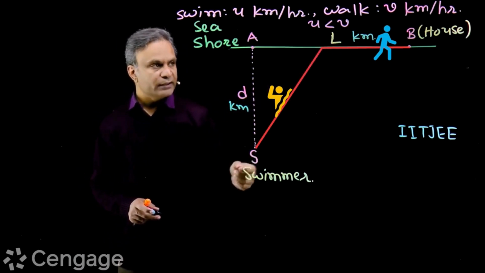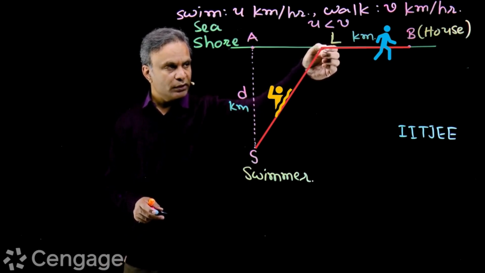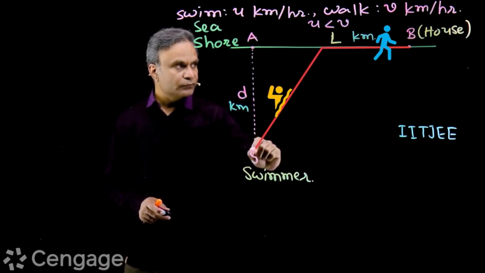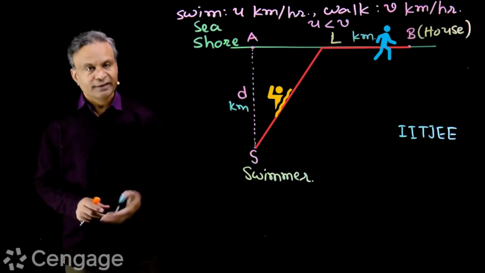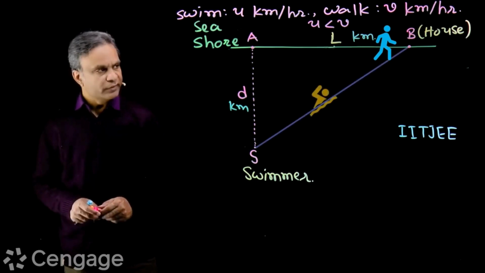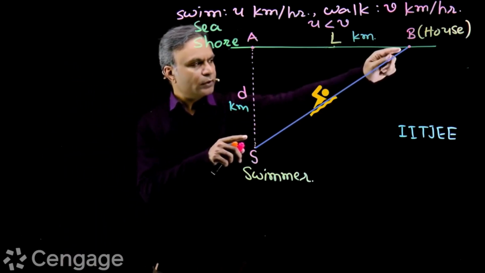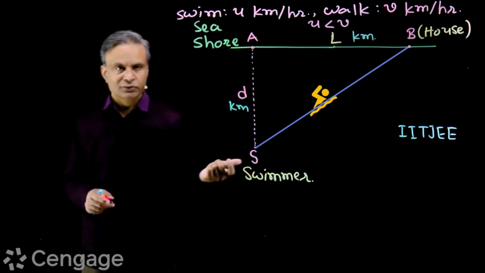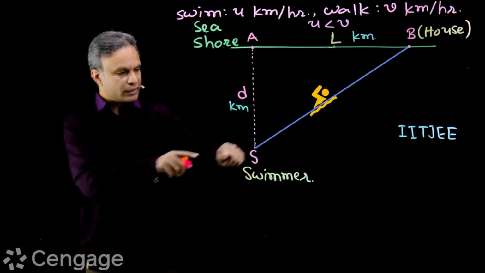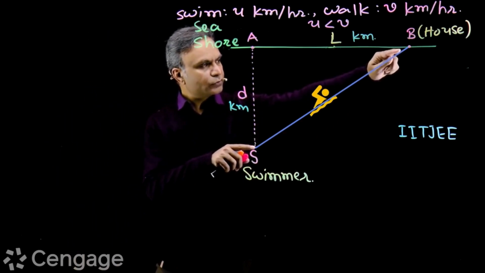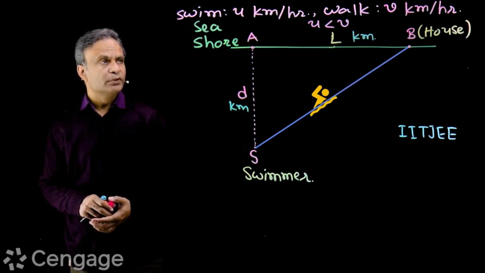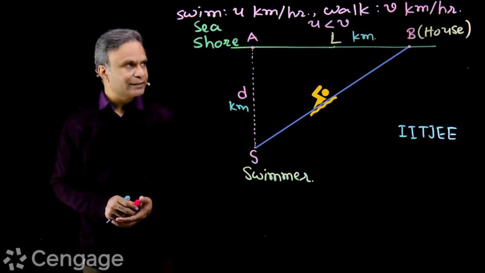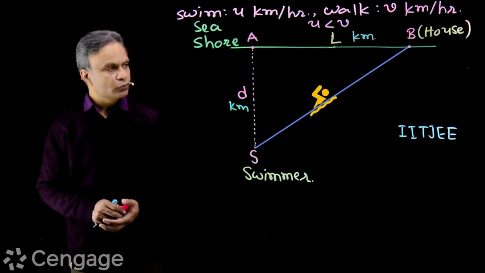हमें वो पॉइंट निकालना है जहाँ पे स्विमर यहाँ पे लैंड होगा जिससे उसका घर जाने का जो टाइम है वो सबसे कम हो. कैसे ट्राई करेंगे? Obviously when he swims all the way to his home, time taken by him won't be the shortest. जब वो यहाँ से सीधा स्विम करके घर पे जाएगा तो वो टाइम शॉर्टेस्ट तो नहीं होगा, because the speed of swimming is less than the speed of walking. Okay, u is less than v.